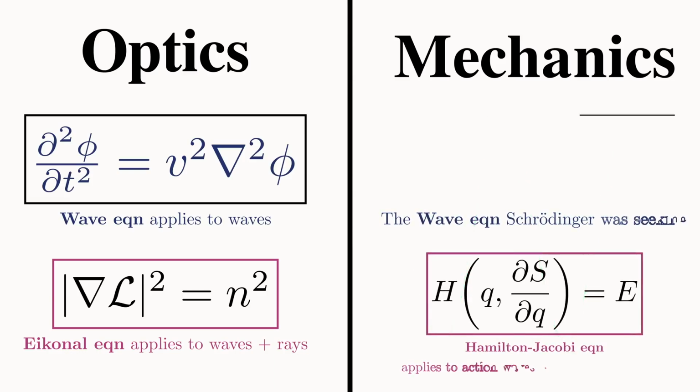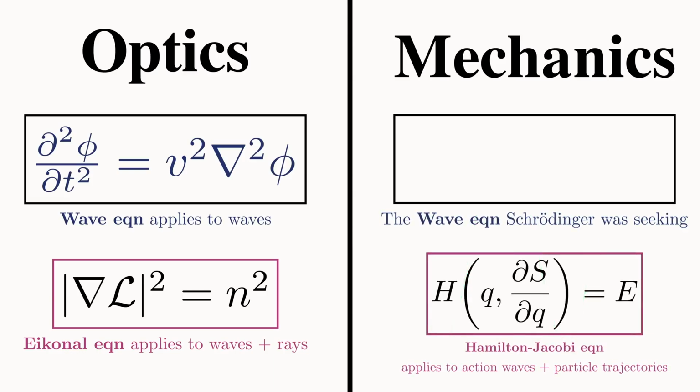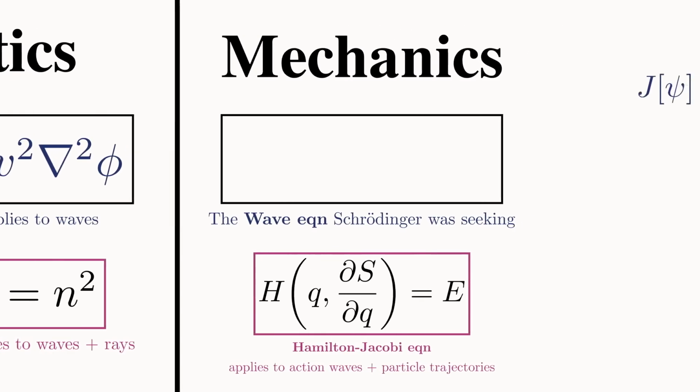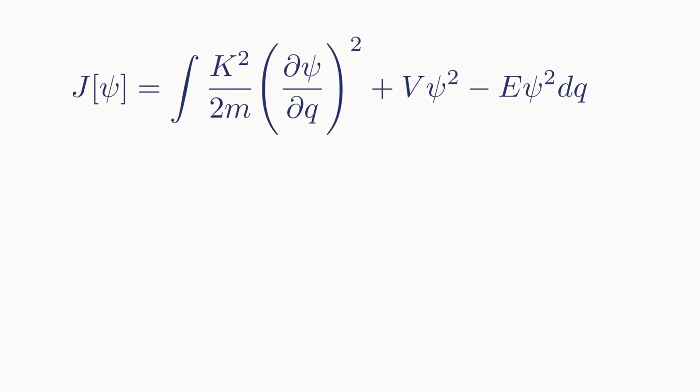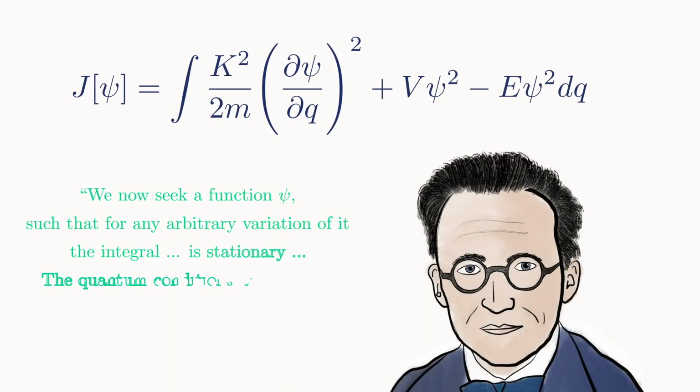It is with all this in mind that Schrödinger wanted to find a similar wave equation for mechanics, one which could explain the recent experimental observations and at the same time reduce to Hamilton's description in a certain limit, just as the previous wave equation did for optics. It is this new variation problem he defines that does exactly that. As Schrödinger says in his paper, we seek a function which makes the integral stationary, and we replace the quantum conditions with this variational problem.